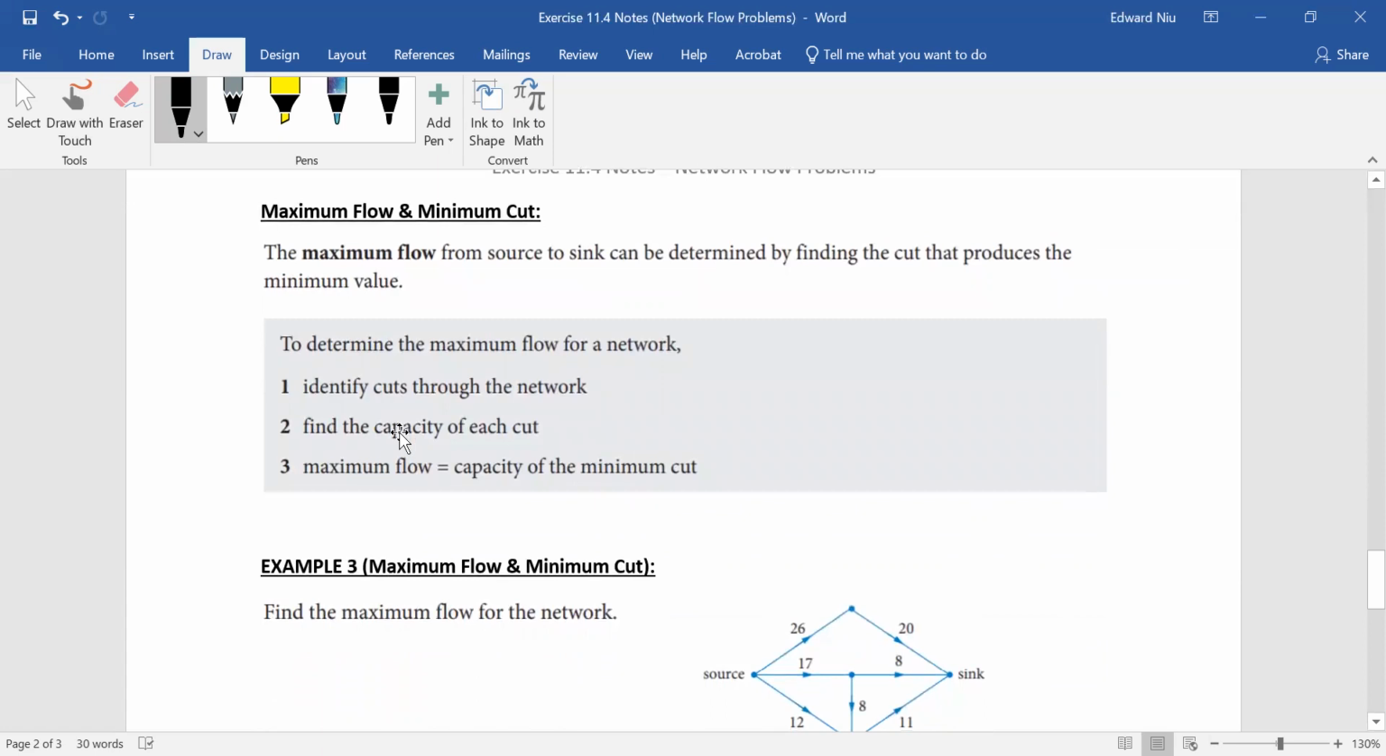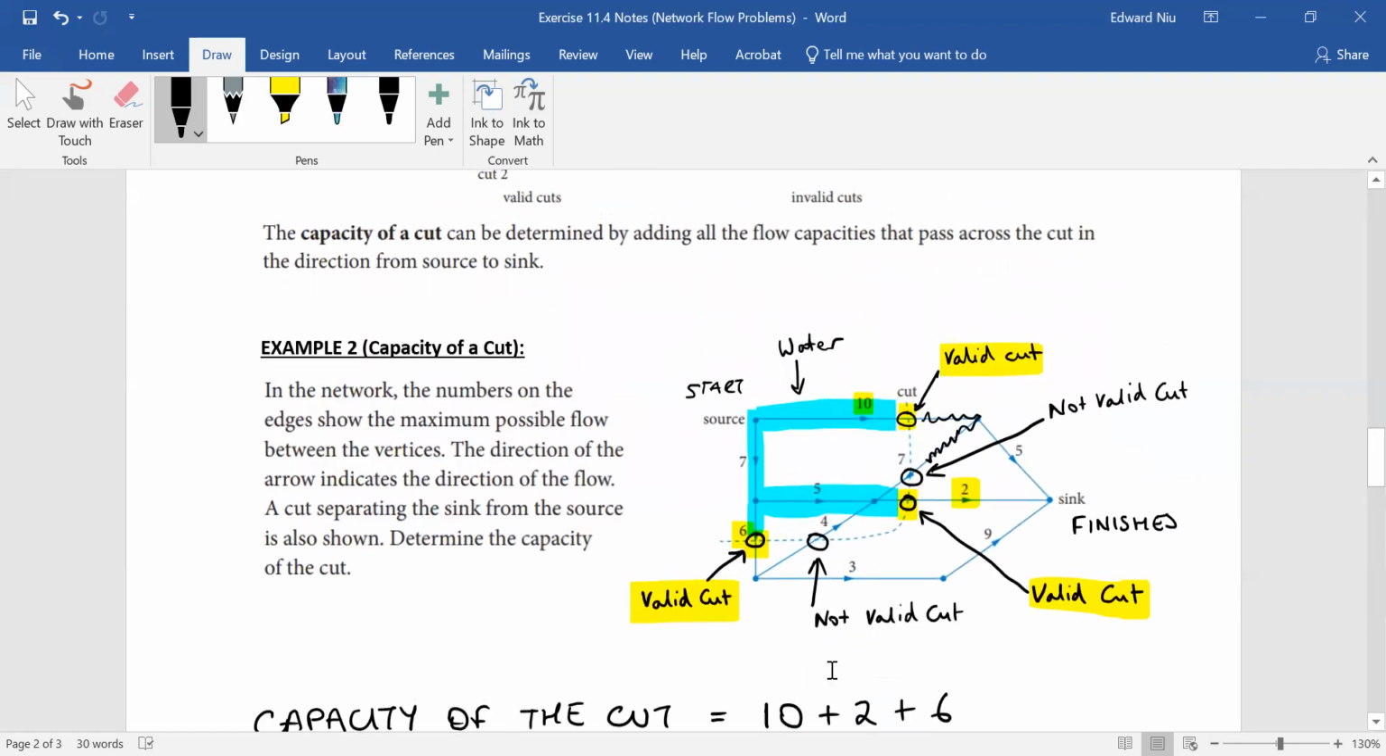Alrighty. Lastly, maximum flow and minimum cut. This actually takes a lot of trial and error, and it takes a little while. There's no real other quicker way to do it. So the maximum flow from source to sink can be determined by finding the cut that produces a minimum value, which is essentially what we were doing here.